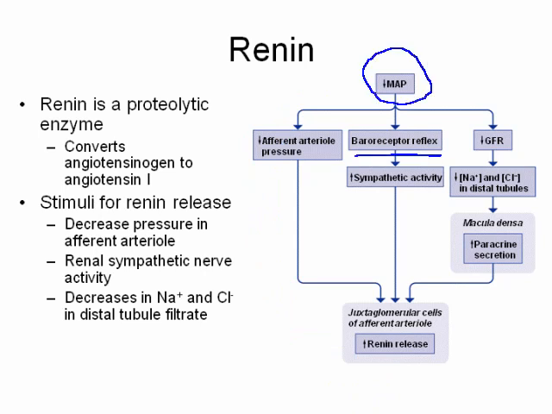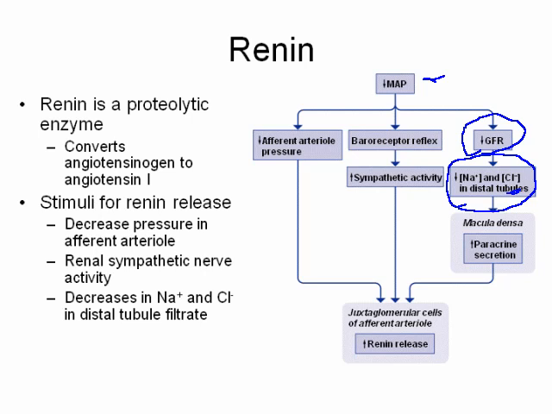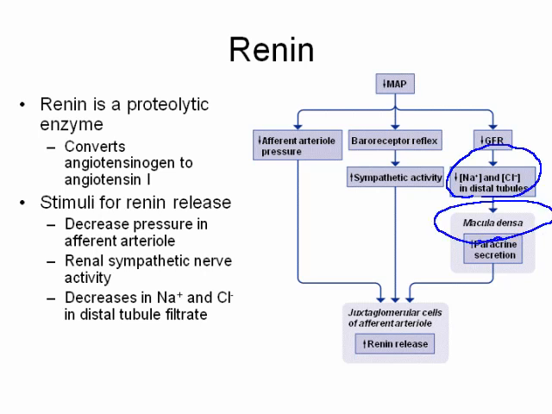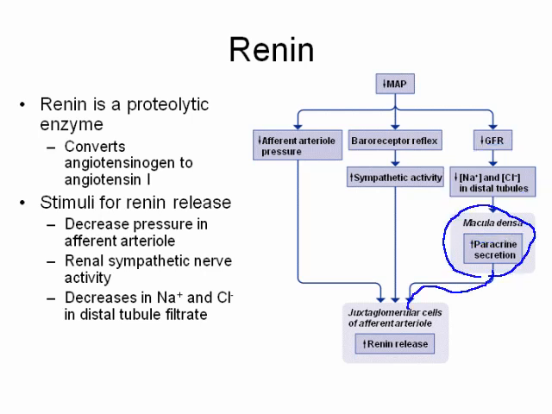Decreased mean arterial pressure also will activate the baroreceptor reflex, which will increase sympathetic nerve activity, which also can stimulate renin release. And decreasing mean arterial pressure decreases glomerular filtration, which is going to decrease the concentration of both sodium and chloride in the distal tubules, which is going to alter the activity of the cells in the macula densa. By decreasing the concentration of these substances, we're also decreasing the fluid flow through the area of the macula densa. This is going to increase the secretion of a paracrine, which is also going to stimulate renin release.